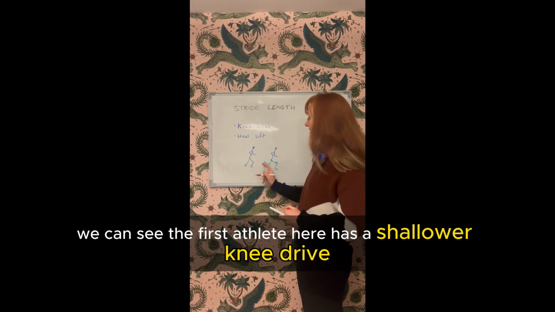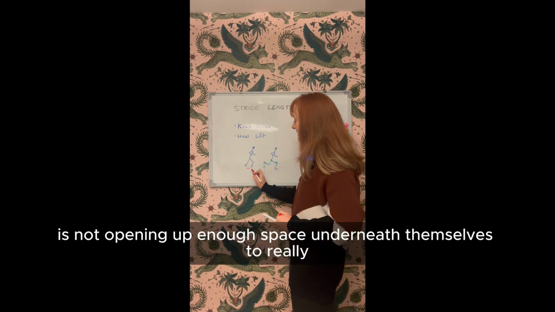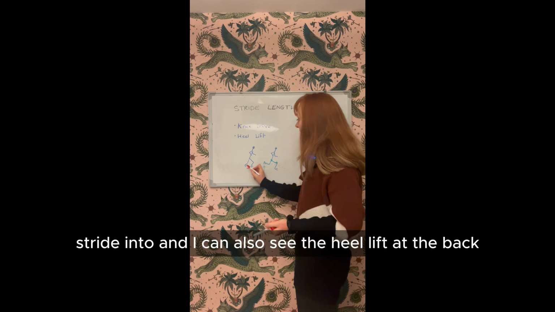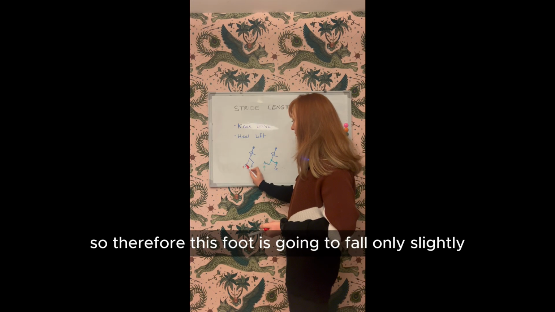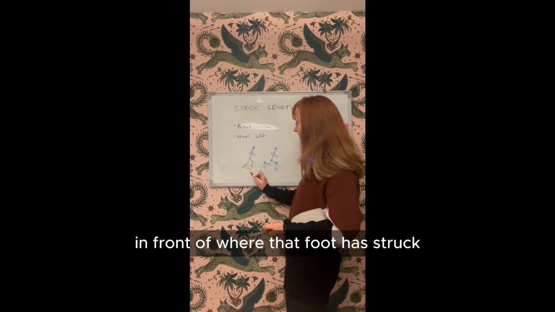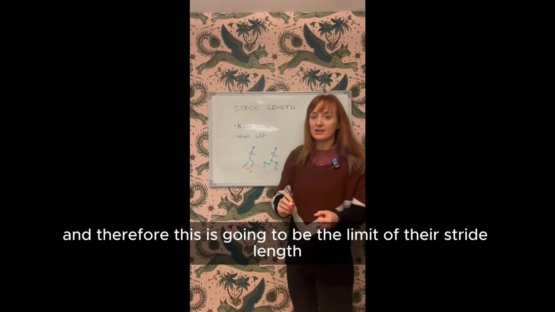We can see the first athlete here has a shallower knee drive and therefore is not opening up enough space underneath themselves to really stride into. They can also see their heel lift at the back isn't very far above the ground, so this foot is going to fall only slightly in front of where that foot has struck, and therefore this is going to be the limit of their stride length.